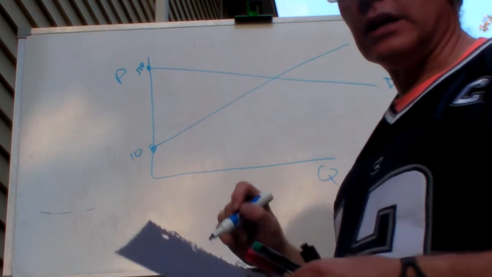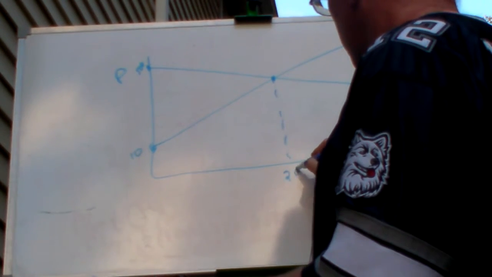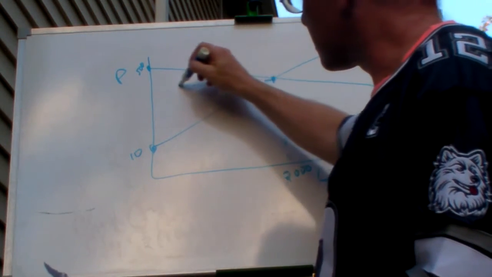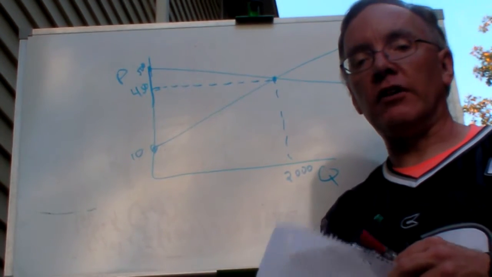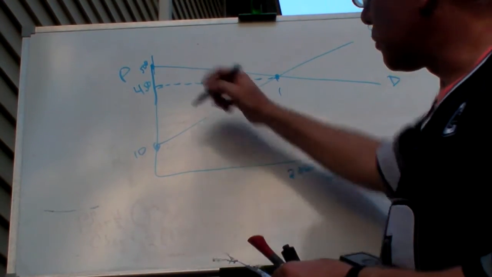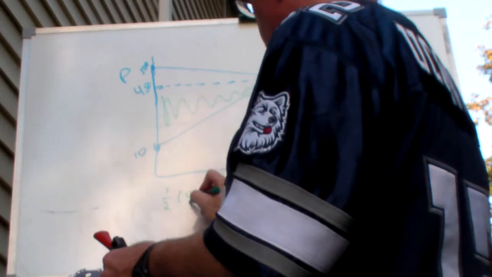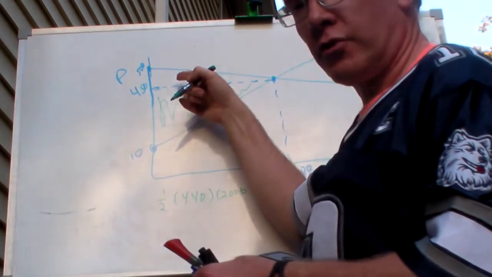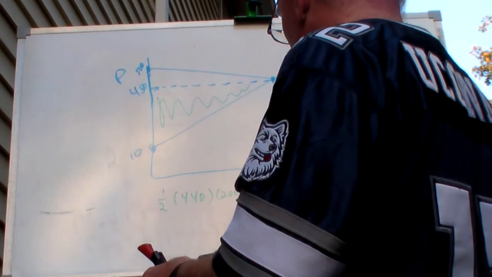And let's assume that the equilibrium quantity is going to be 2,000, and that the equilibrium price ends up being $450. So the producer surplus would be, I'll put this in green here, this area, which would be a half of 440 times 2,000. 440, of course, is 450 minus 10, times 2,000, which is the quantity, and that's 440,000.